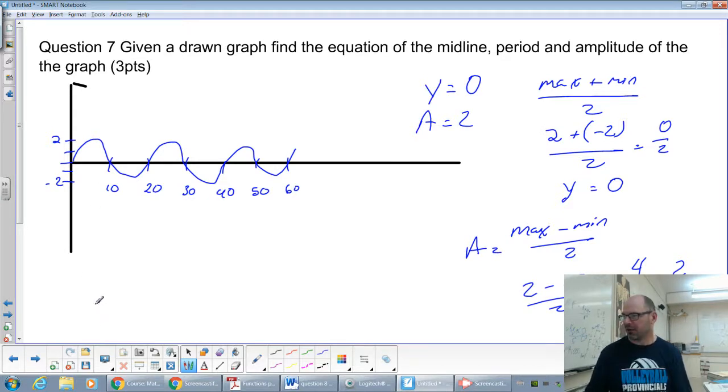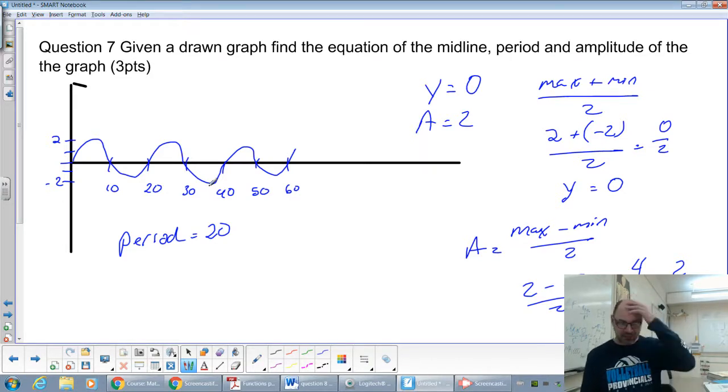Okay, and the last one is the period, how long it takes to repeat itself. So period is 20 in this case. It's got to go once, twice, 3 times. Okay, something like that, or similar to that. And the last one is a quadratic regression chart to graph.